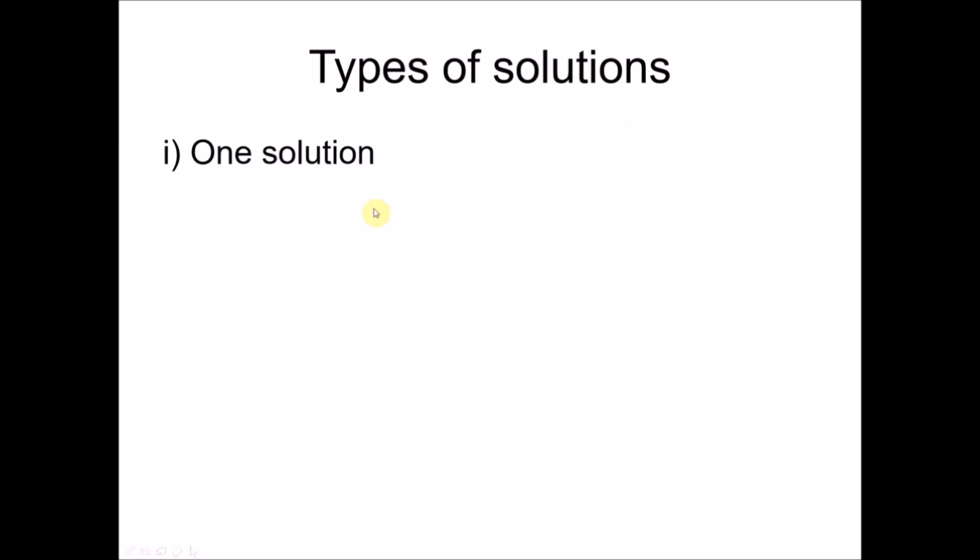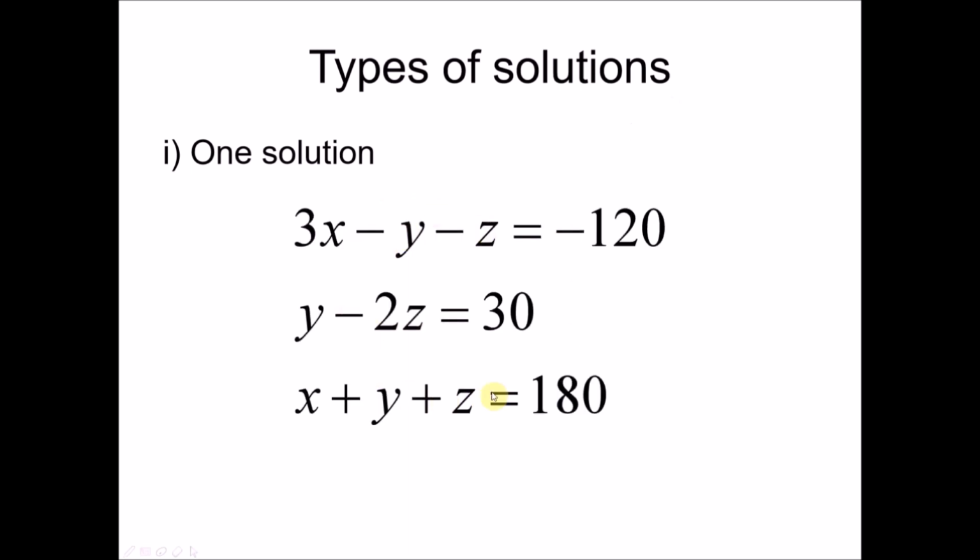The first type, you'll get one solution. Meaning that when you are given a system of linear equations in three variables, when you solve it, you will get one set of answers. One solution here means there is only one set of possible answers. Means x must be 15, y must be 120, z must be 45, and all these three values satisfy all three of these equations. There is only one possible set of answers.